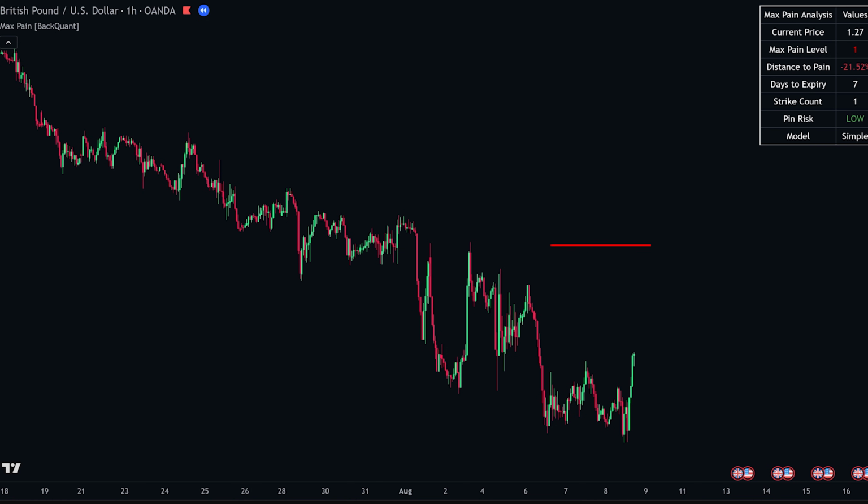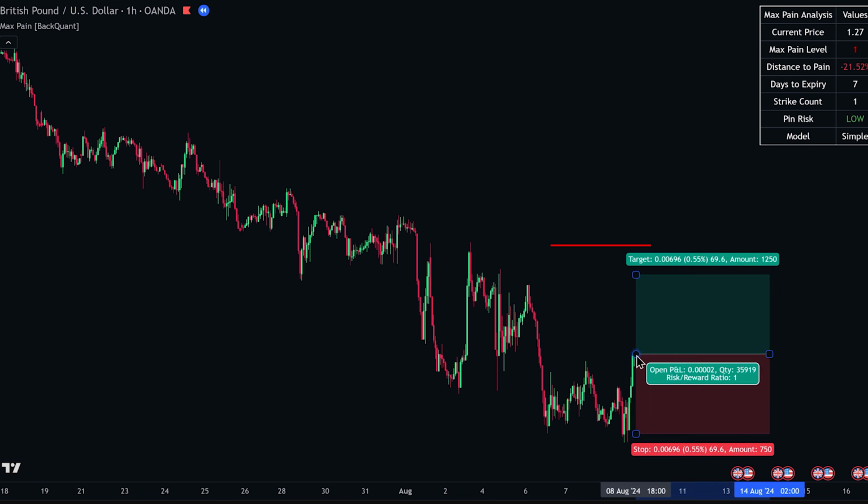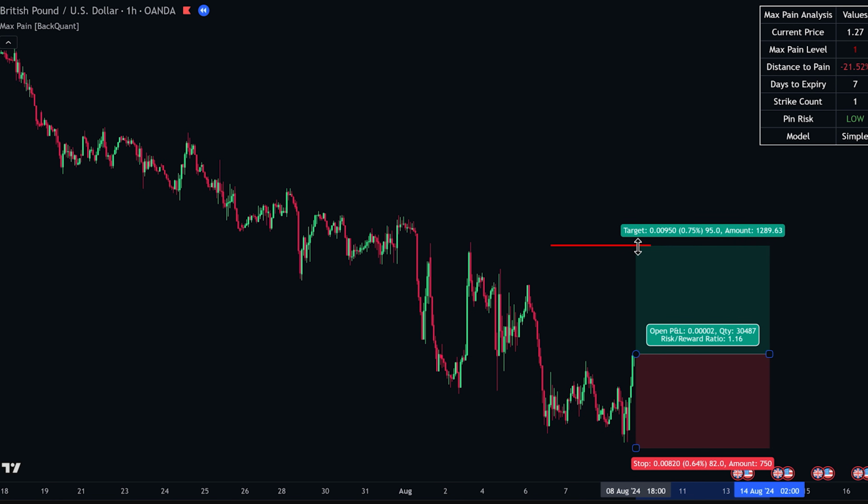Wait for a bullish candle to form and close clearly above a small structure, low or reversal zone. This confirms that buyers are stepping in and the pullback toward the max pain line has started. Enter your buy at the close of that bullish candle. Place your stop loss just below the most recent swing low. Set your take profit directly at the red max pain line.